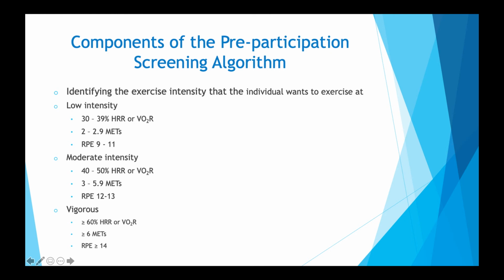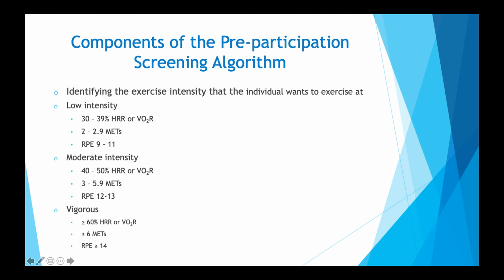For individuals wishing to exercise at a low intensity, they should exercise at 30% to 39% of their heart rate reserve or VO2 reserve, or a workload between 2 to 2.9 METs. Or they can exercise at a rating of perceived exertion between 9 and 11. Exercising at a light intensity should cause a slight increase in heart rate and breathing.